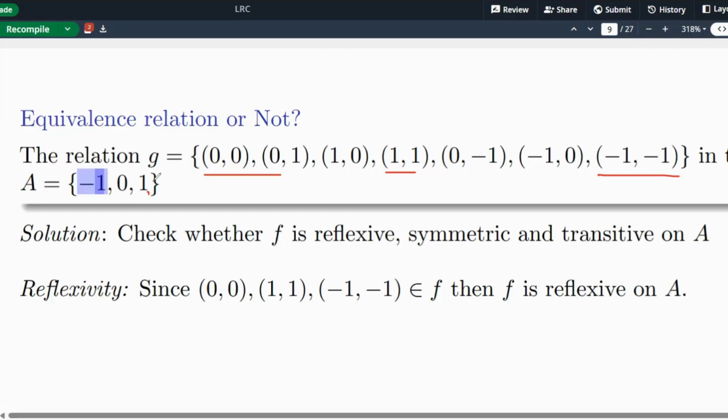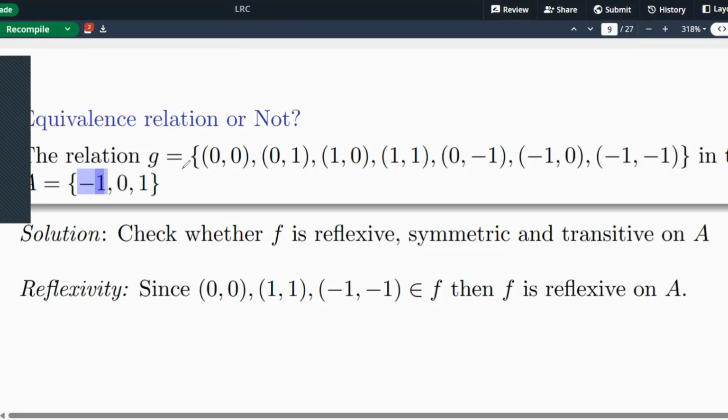Say for instance, yung A ko, i-define ko ay may 2. So, kung gagawin kong A natin is negative 1, 0, 1, 2, tapos kailangan ko reflexive si G, so dapat meron akong 2, 2 sa G. So, ganyan yung reflexive. Pero since wala naman yung 2 sa A, okay lang. Yeah. Now, let's check symmetry.